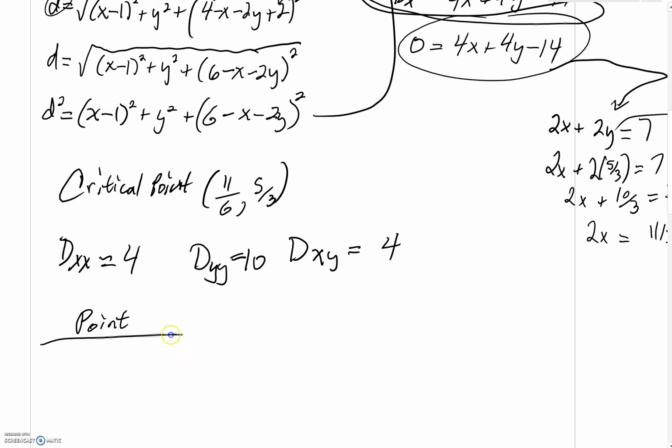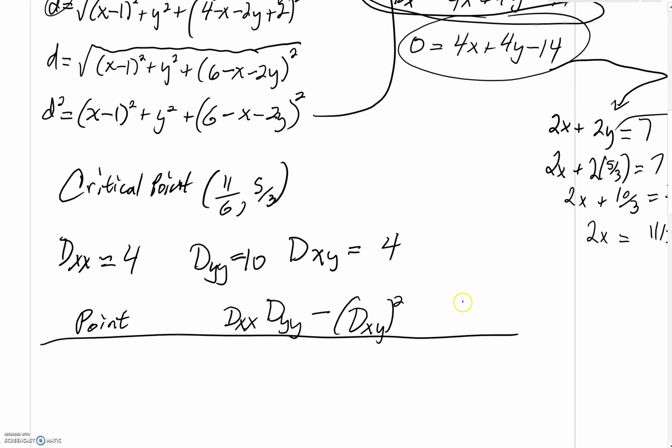We're going to have our point, and then we have our discriminant. This is what we did last lesson: dxx times dyy minus dxy squared. We're going to have to compare that sign with the sign of dxx, and then we're going to have our conclusion. So the point in question is 11 over 6, 5 over 3.